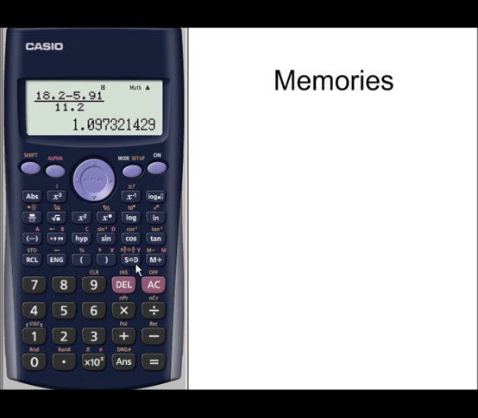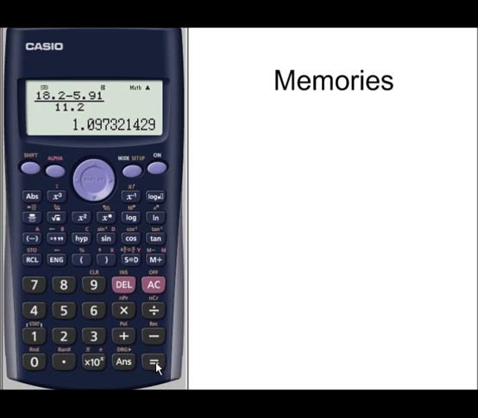So let's say I've got this value here, and I would like to use this value again in another calculation, but I want to use the full value, so maintaining accuracy. To store this, press shift, so the S there is highlighted on the display. Store, that's this key here, STO. You see the STO highlighted there?